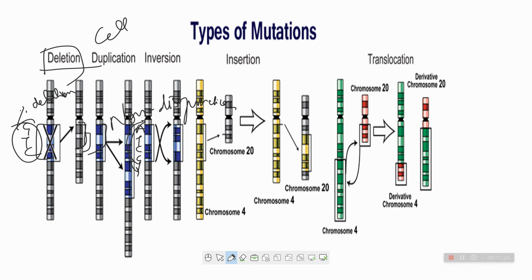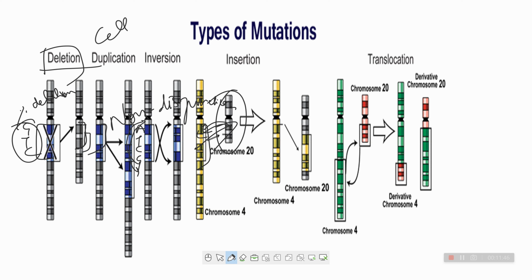Here there is insertion. Insertion means some genes go and insert into another. Suppose this is chromosome 20, and this chromosome 20 goes and inserts into chromosome 4. So this process is known as insertion. Some part of chromosome 4 will go and insert into chromosome 20.